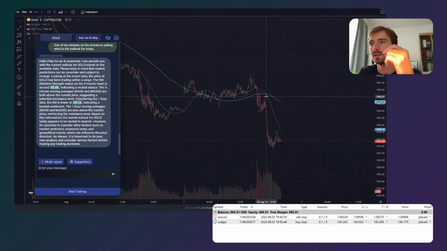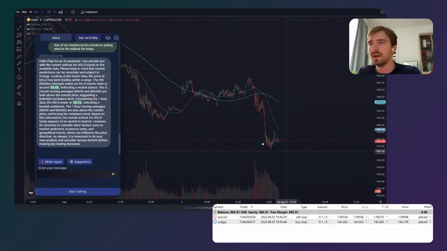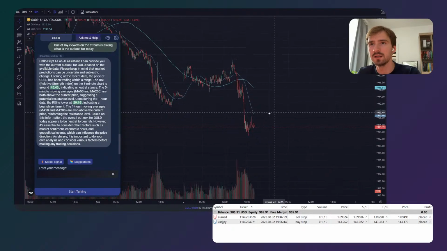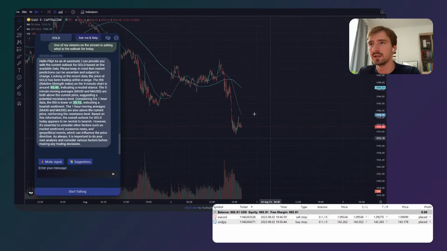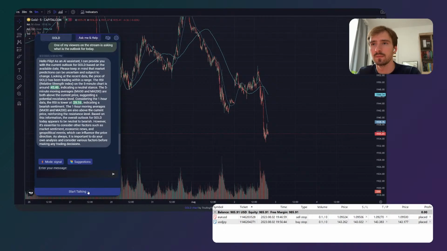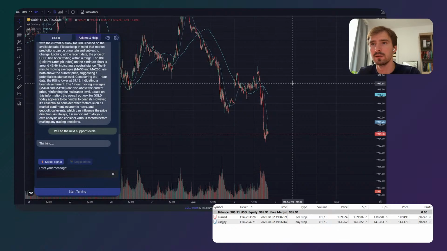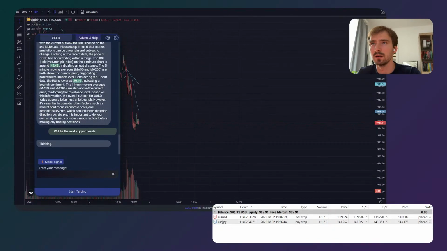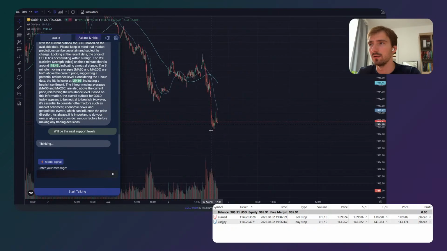So as you can see, the sentiment is basically neutral to bearish, obviously because of this dump, but there's a potential to probably go even lower. So what would be the next support levels? Let's try to figure out where it can actually go.